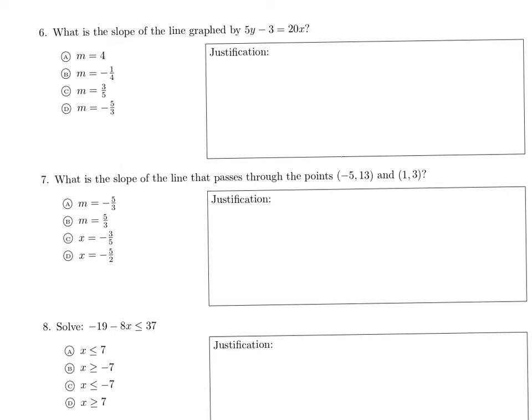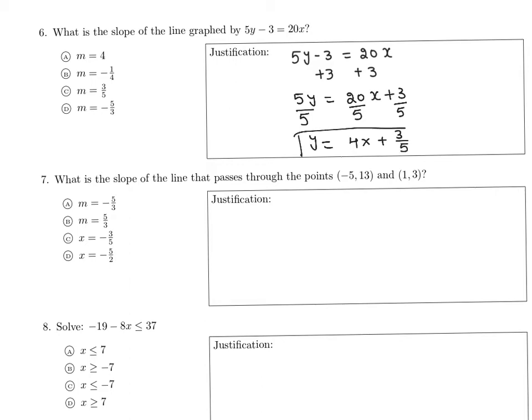For number 6, you're going to find the slope of the line 5y minus 3 equals 20x. To find the slope, we are going to isolate the y first. So my first step is to rewrite the equation 5y minus 3 equals 20x. Then you're going to add 3 on both sides. So you get 5y equals 20x plus 3. Then you're going to divide by 5. You're going to get y equals 4x plus 3 over 5.